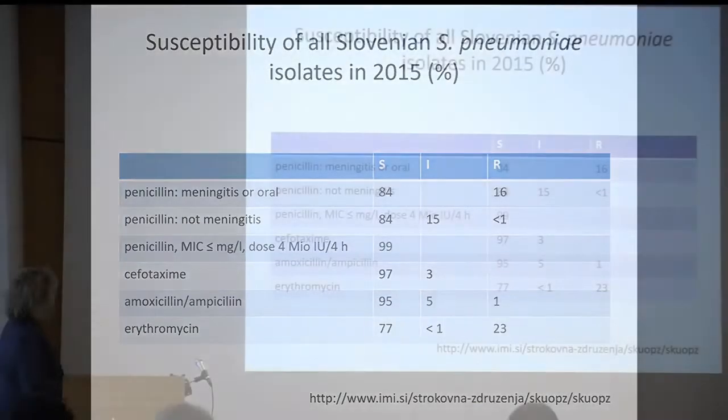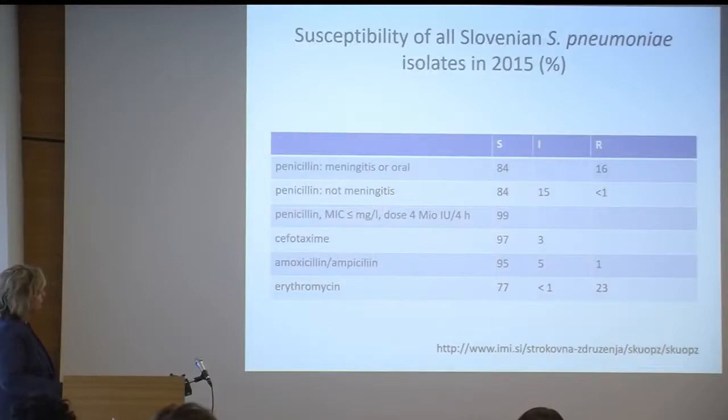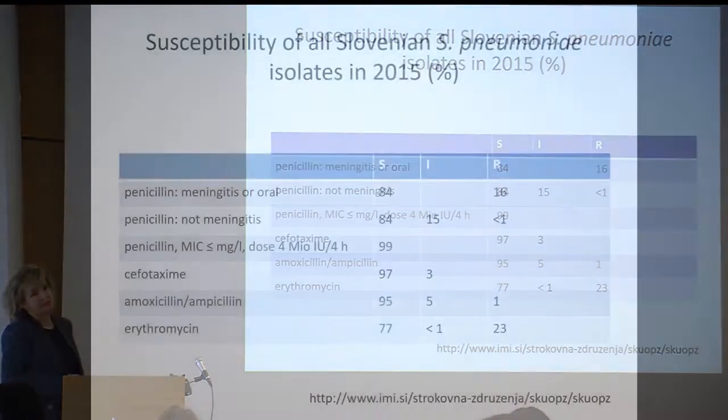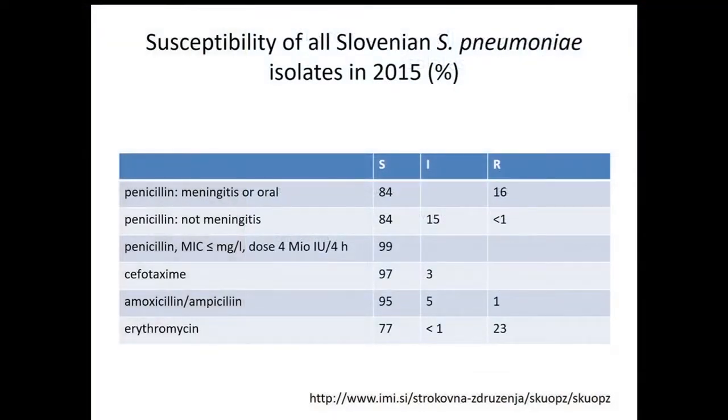This is the situation in Slovenia. Of course, the susceptibility of pneumococcus depends upon the localization of infection, because nowadays it takes into account the clinical efficacy. And in Slovenia, we are good with cefotaxime, of course, with amoxicillin and ampicillin, 85% susceptibility. Meningitis, oral is around 84. So that means 16% is MIC 2 and above.